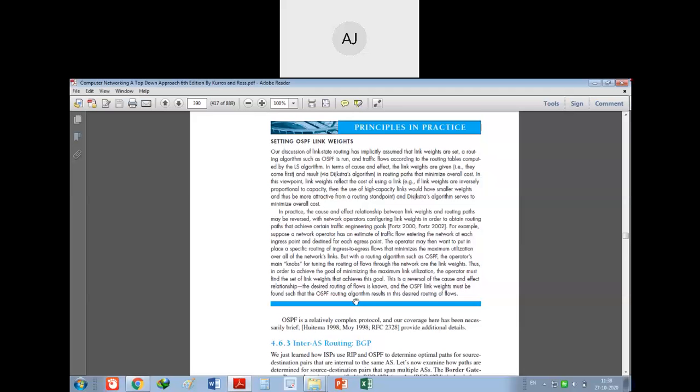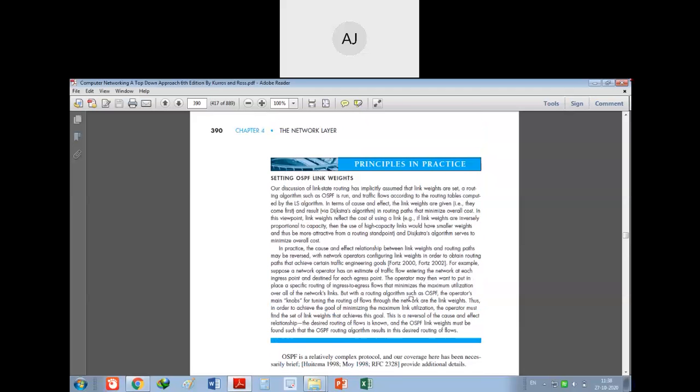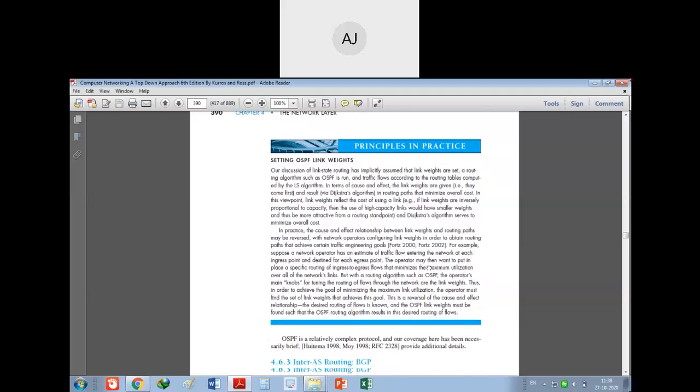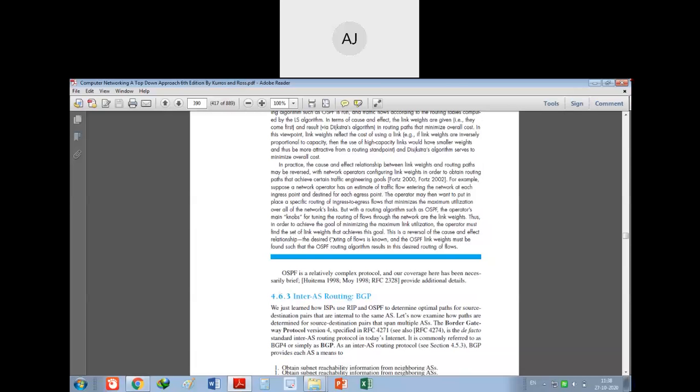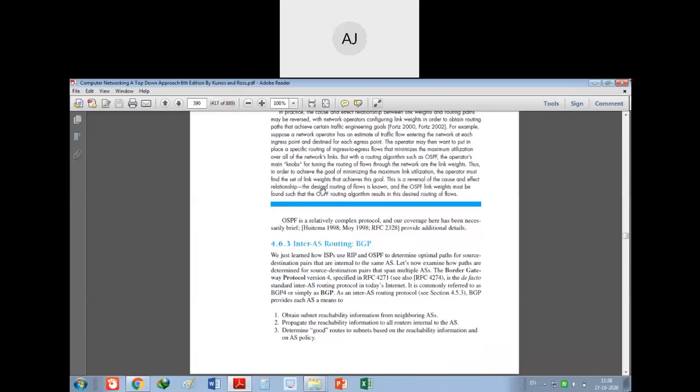Okay, fine. So the second protocol we have seen is OSPF, that is Open Shortest Path First. So these are two intra-AS routing algorithms or protocols. But now we are going to study the inter-autonomous system routing protocol, and that is nothing but BGP, that is Border Gateway Protocol. Now let us see how those two are different.